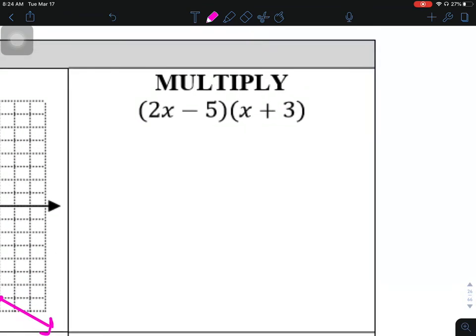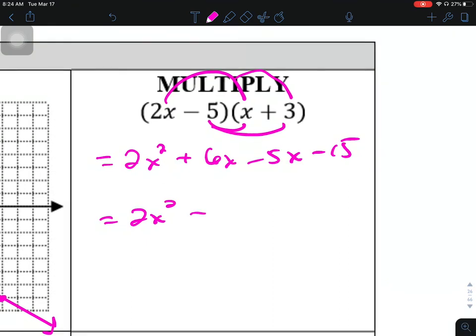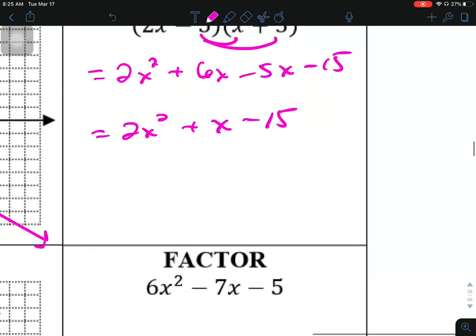Multiply this out. So we'll take our time and do this. We got to multiply the 2x times the x, and the 2x times the 3. That's going to be 2x squared plus 6x. We got to multiply -5 times x and -5 times 3. The middle two terms are often like terms. We get 2x squared plus x minus 15.